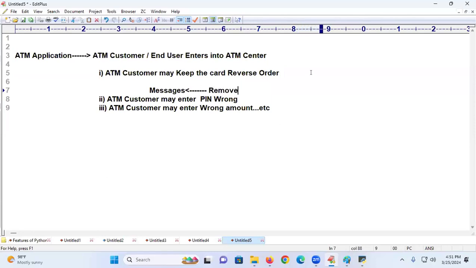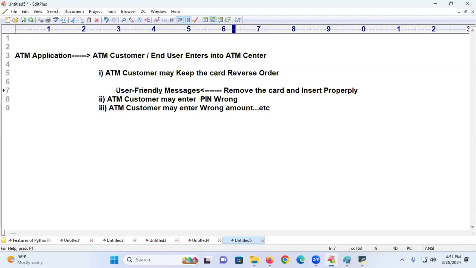Remove the card, and what? Insert properly. And your card is coming out of it. Correct or not? What is this message called? User-friendly error message. Already I said, no? If the person knows a little English, he can understand this. This is which message? User-friendly error message it is.